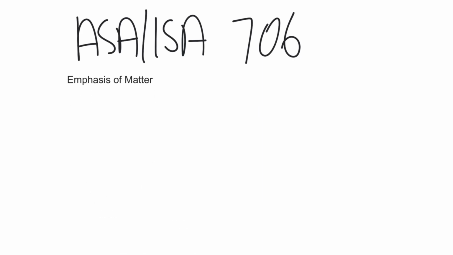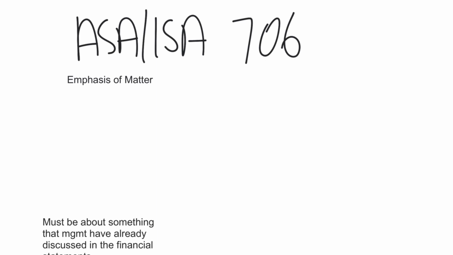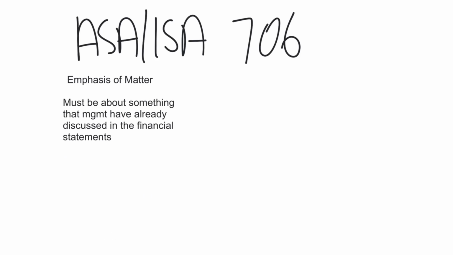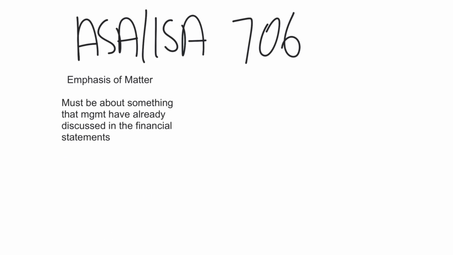So with emphasis of matter paragraphs, it has to be about something that management already have discussed in the financial statements. So there are two reasons generally why we have emphasis of matter: a material uncertainty for going concern, or because there's a subsequent event that we think needs to be disclosed. The third thing that's less common is that you think that there's something really important in the financial statements that has been disclosed by management that you're just highlighting and saying, look here at this particular information. So that's an emphasis of matter.